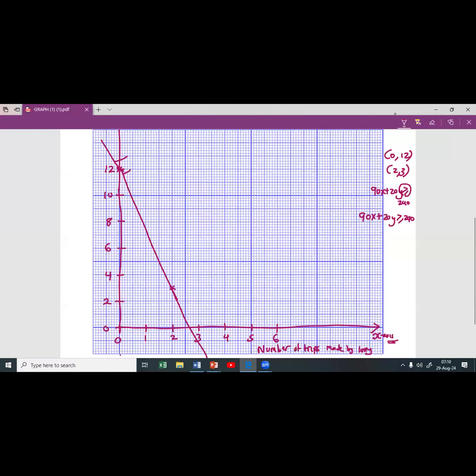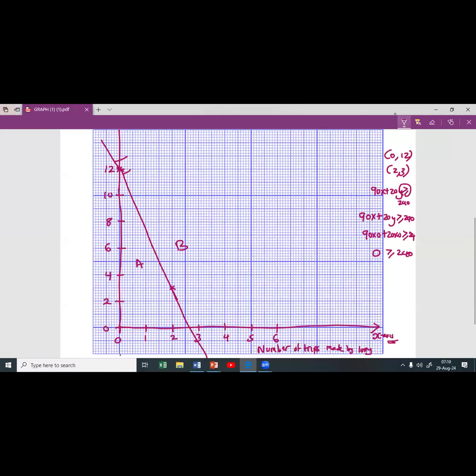Then I choose. We said you can either choose where A is or B. Now, the moment I find that 0, 0 is this side, why don't I take 0, 0, not to waste my time? So this will be 90 times 0 plus 20 times 0 greater than or equal to 240. So this is going to be 0 greater than or equal to 240. Then I ask, does the inequality make sense? No, 0 can't be greater than 240.